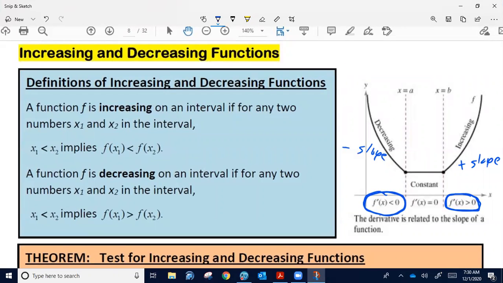If you're not moving up or down at all, this is a segment that's constant. That means you have zero slope, or for us, the derivative equals zero. Most likely, that's going to be a single point, a max or a min point, but it's not unheard of that you have a segment that's constant. So again, negative derivative means decreasing. Positive derivative means increasing. Zero derivative means a constant.